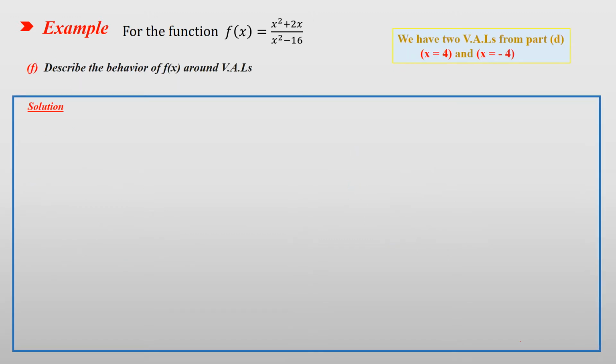In part F, you have to find the behavior of the function f of x around the vertical asymptote lines. So you have to read the sign of the function f of x. So we have the numerator x squared plus 2x equal to 0. So x multiplied by x plus 2 equal to 0, and we have x equal to 0 and x equal to negative 2.